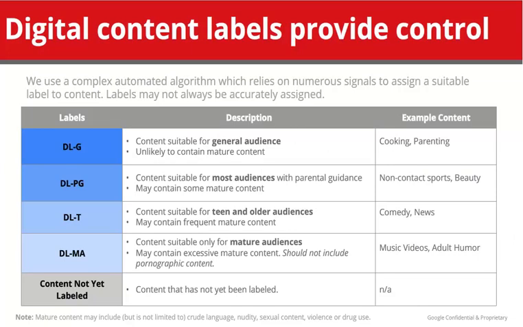The first is digital content labels. These provide ratings for digital content similar to those which are provided for movies by the Motion Picture Association of America. This gives brand-sensitive advertisers the option to place ads on sites that have been pre-screened and determined to be brand safe. Next, we have ActiveView.